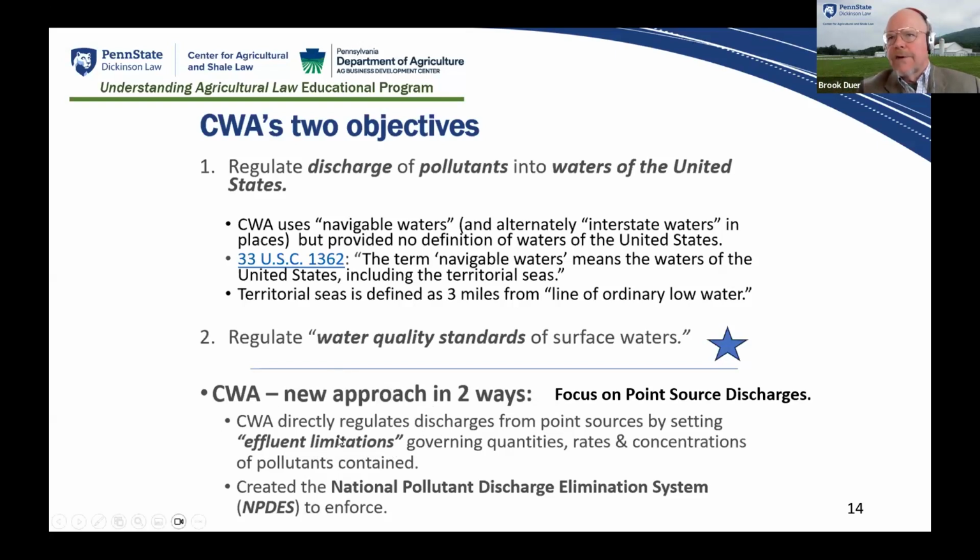So the new approach was, again, setting effluent limitations, meaning standards for the discharge from your pipe, from your point source, whatever it may be, and tailoring them to specific industries and specific types of pipes, so to speak, and governing the rates and concentrations and everything.